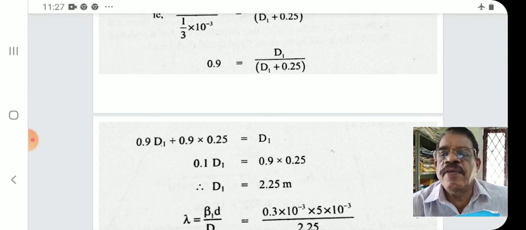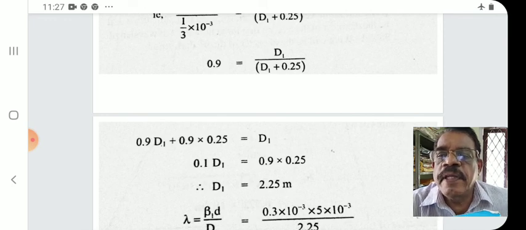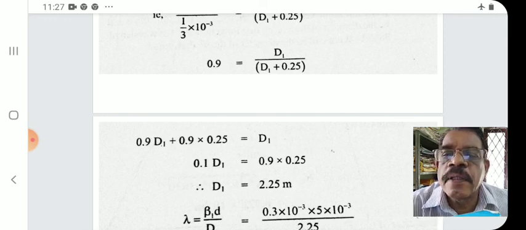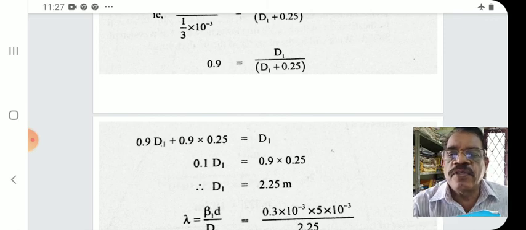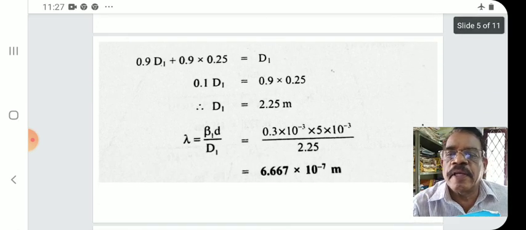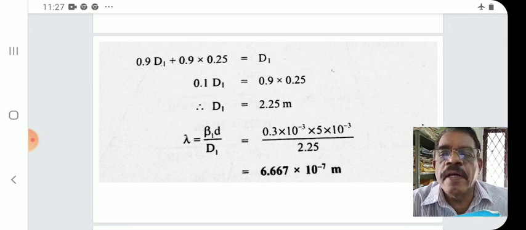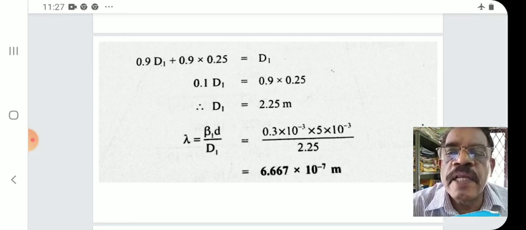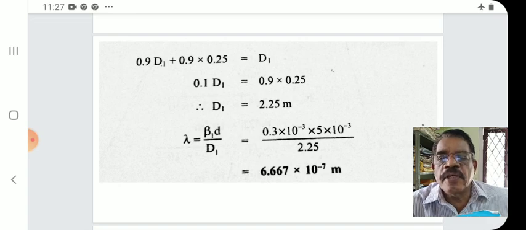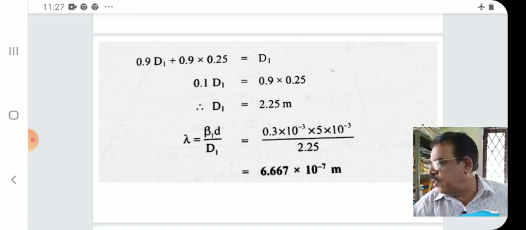Cross multiply and simplify. We get 0.1 d1 is 0.9 into 0.25, d1 is 2.25. Simple mathematics, arithmetic. So wavelength lambda, you know, beta is d lambda by D. So lambda is beta into d by D, 0.3 into 10 raised to minus 3 into 5 into 10 raised to minus 3, that is the separation of the slits, equal to 6.67 into 10 raised to minus 7 meter. That is the answer.